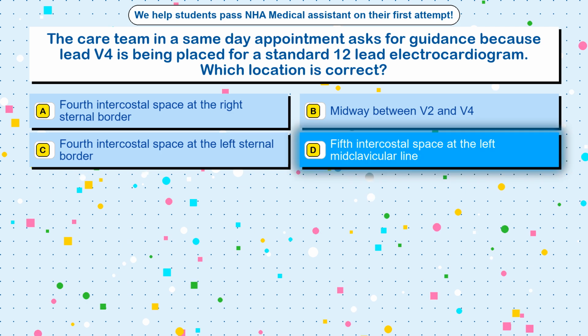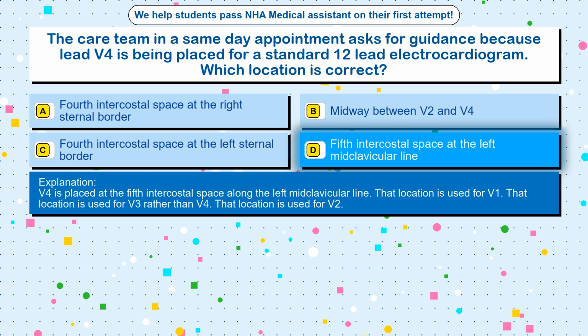The correct answer is option D. Fifth intercostal space at the left midclavicular line. V4 is placed at the fifth intercostal space along the left midclavicular line. That location is used for V1. That location is used for V3 rather than V4. That location is used for V2.